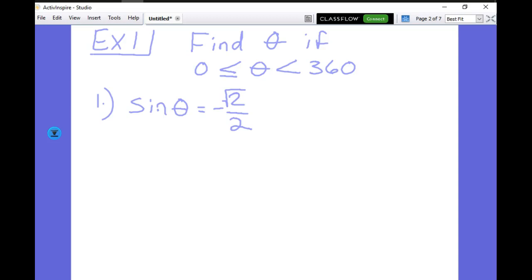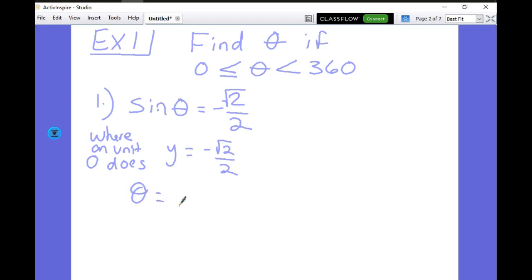So to solve these, you kind of have to ask yourself, what does sine represent? So what does sine represent, you guys? Sine represents y. So we're asking ourselves, where on the unit circle does y equal negative radical 2 over 2? So when you see that sine of theta equals negative radical 2 over 2, you have to remember, okay, sine is the y value. So that means what y value gives me that? Or where on the unit circle does y equal that? So in other words, what angle?